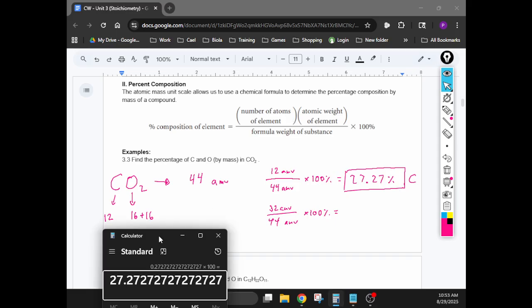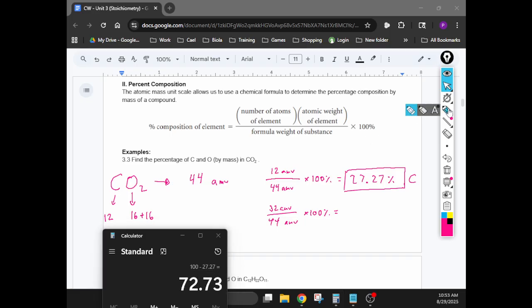There's actually a faster way to do it, though. If you notice, CO2 is made out of carbon and oxygen, right? If you found carbon, you can just subtract it from 100%, and that'll give you pretty much the same answer. Okay, so something around 72.73%.